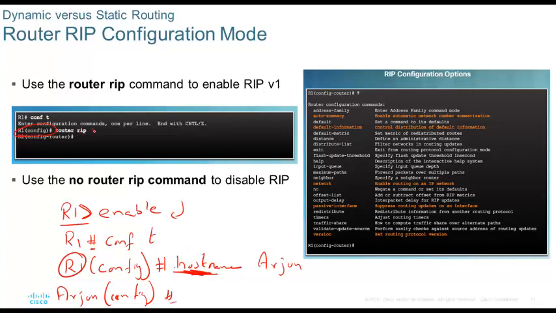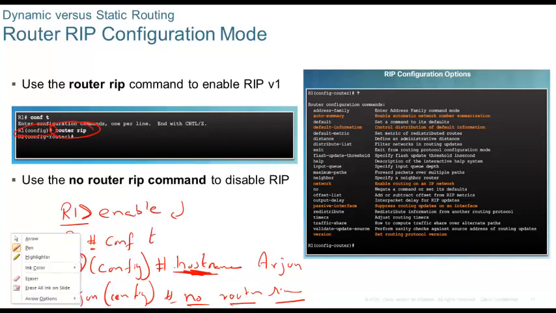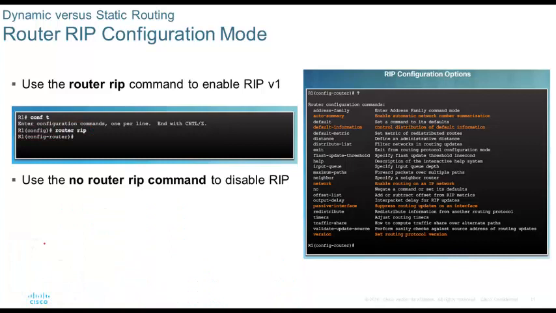Fine. So after enabling the protocol RIP, if you wish to cancel, then you say no router rip. Anything you want to cancel, you need to put the command that you used to create it, configure it, and no in front of it.